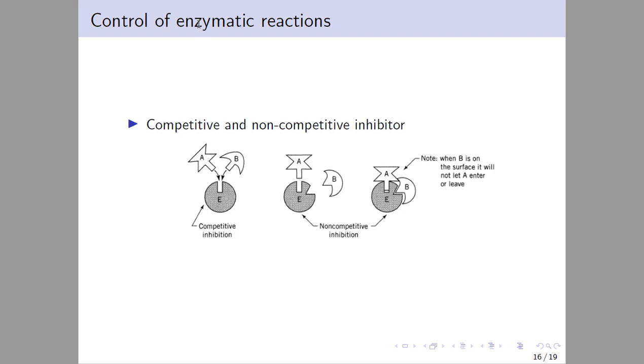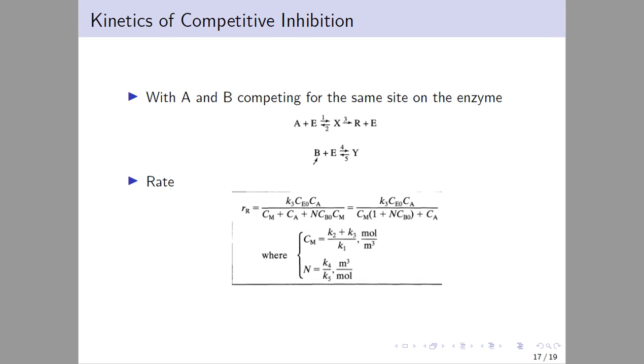Okay, so that is the example of this, our COVID-19. So we see this competitive inhibition, with A and B competing for the same site on the enzyme. A plus E, reactions 1, 2, 3, have rate constants K1, K2, K3. X is the enzyme intermediate, R is the product, and E is the enzyme.